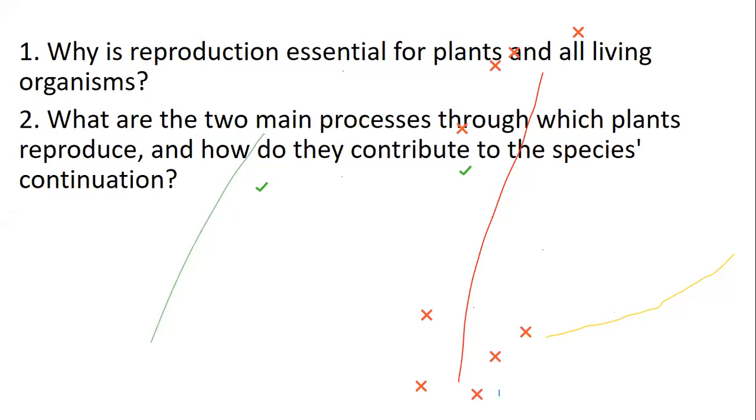So why do we say that one of the types of reproduction is sexual? What do we mean? And then why do we say that the other type is asexual? See Priscilla's hand. Priscilla, your hand is up. Please unmute.